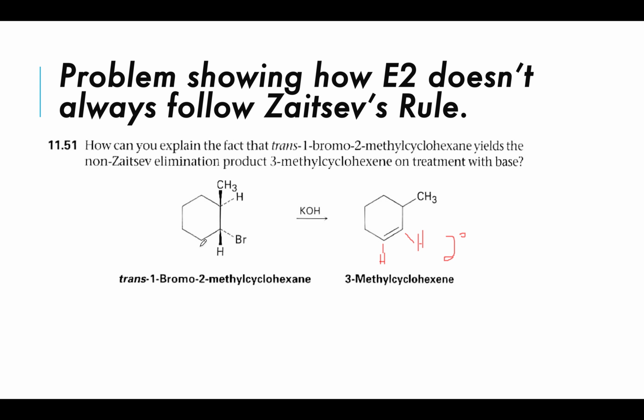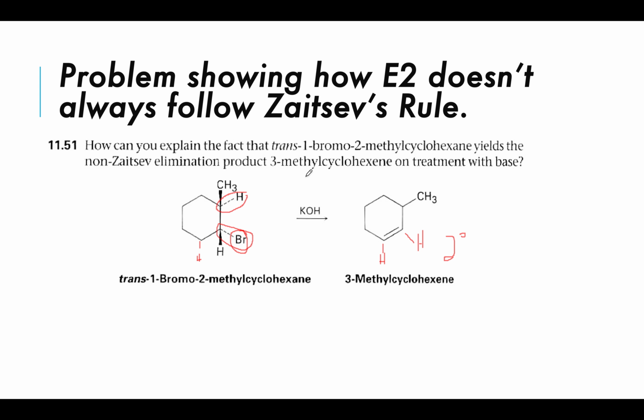The number one requirement for an E2 is your anti-periplanar position. This bromine is in the dash position. This hydrogen is in the dash position. Can two substituents in the same relative position, let's say both dashes or both wedges, can they ever be anti to each other? The answer is no.